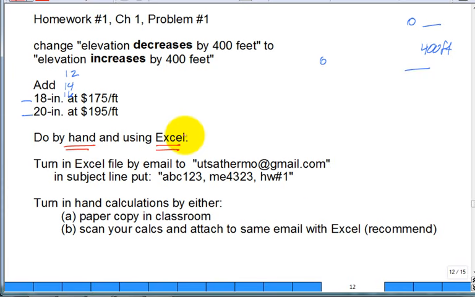Turn in the Excel by emailing it to utsathermal@gmail.com, and in the subject line put your ABC123. I think you know to substitute yours instead of the generic there. Tell me what class. We already know it's ME43, so that's the same for everybody, as well as that it's homework number 1. So that's the attachment. Now, the hand calculations, you either bring the paper copy in and put it in a stack. That's fine. Or you can scan it and keep your paper, but you have to have the ability to scan it somehow and send that as the attachment to the same email.